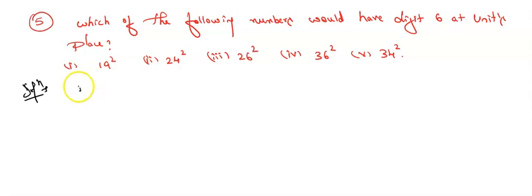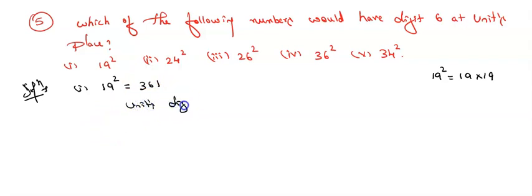So what should you do? First you have to do the square, 19 square. 19 square means 19 into 19. You have to multiply. How much is 19 square? We get 361. So what is the unit digit in this? The unit digit is 1. As you can see, this is our units place, this is tens, this is 100. But what we want is digit 6 in the units place. So option 1 is not the correct answer.